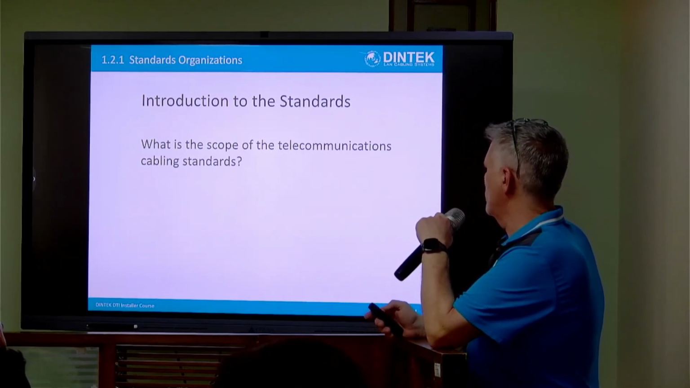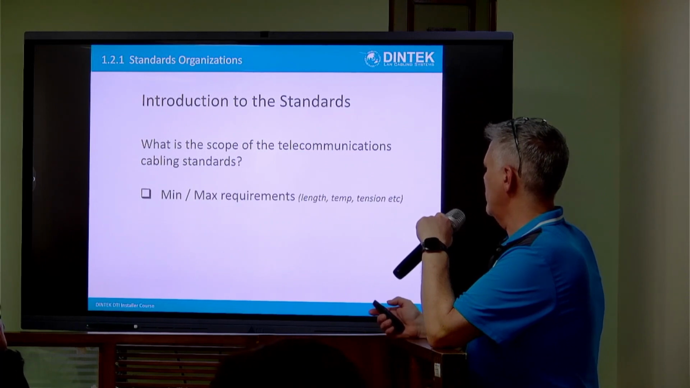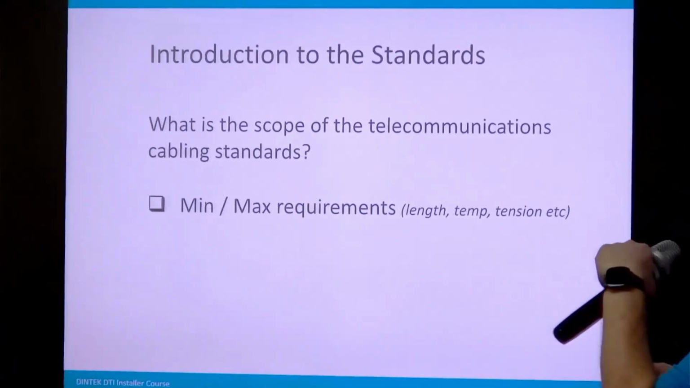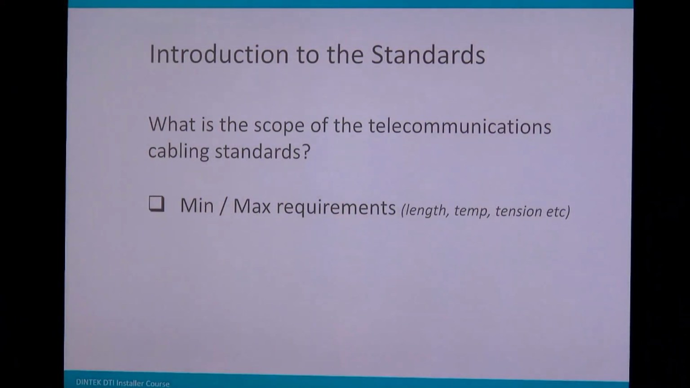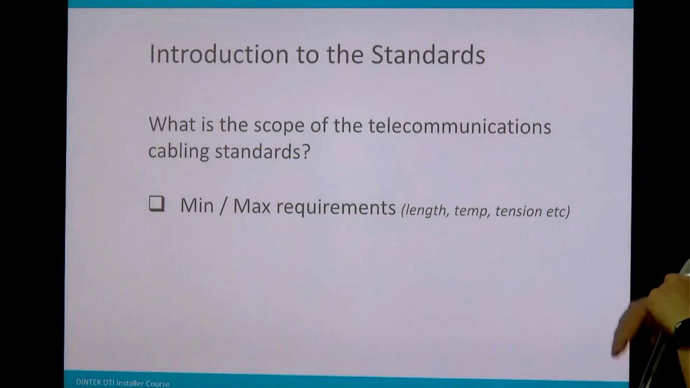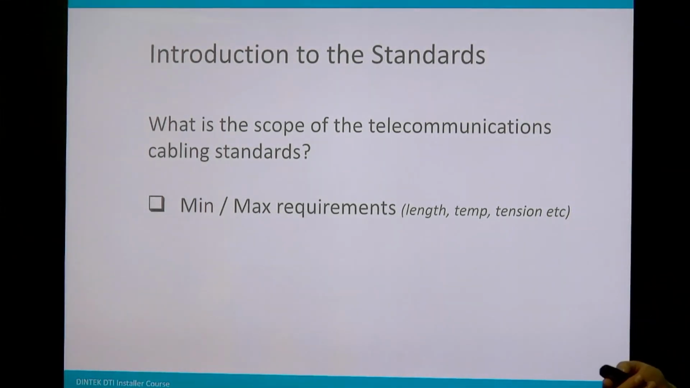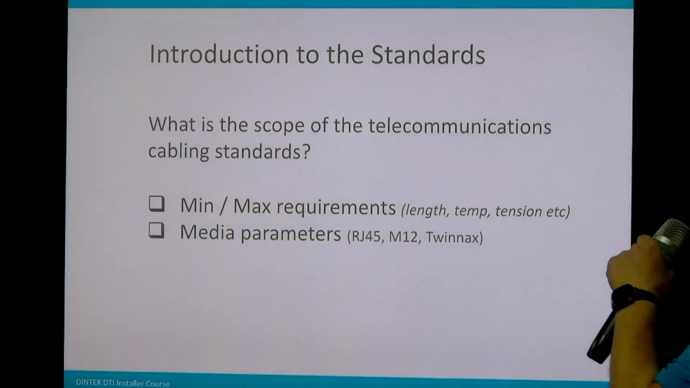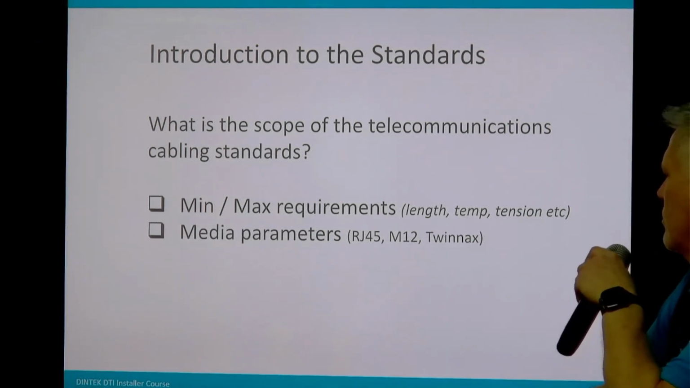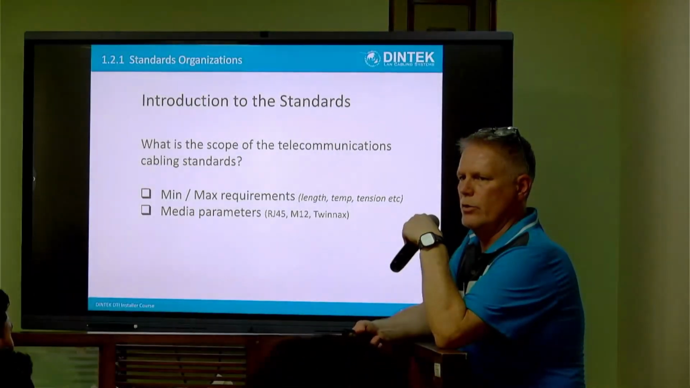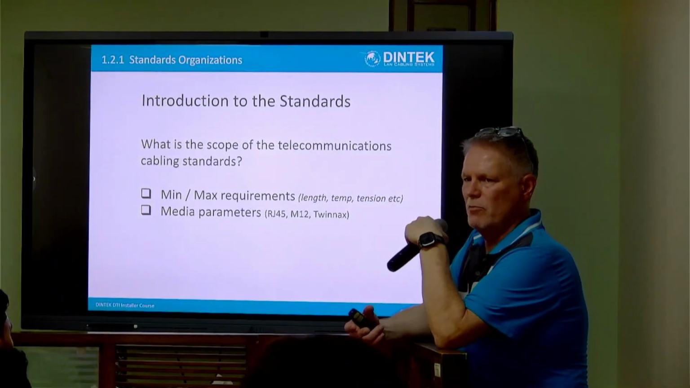So what's the scope of the telecommunications standards? We're setting minimum and maximum requirements, things like length, temperature, minimums and maximums, tension on cables, things like that. It's all carried out through the standards. Media parameters: they set out what sort of media we were going to use and how we would connect to that media.